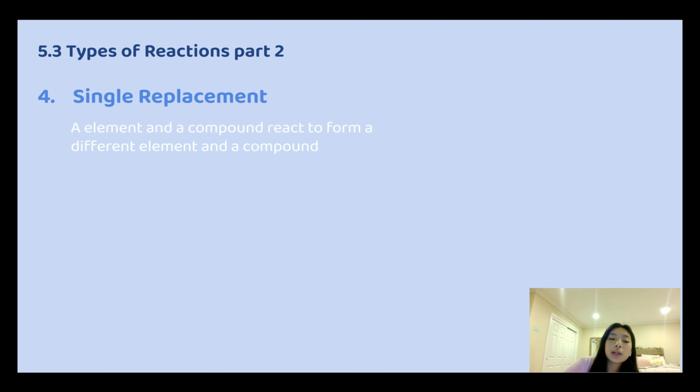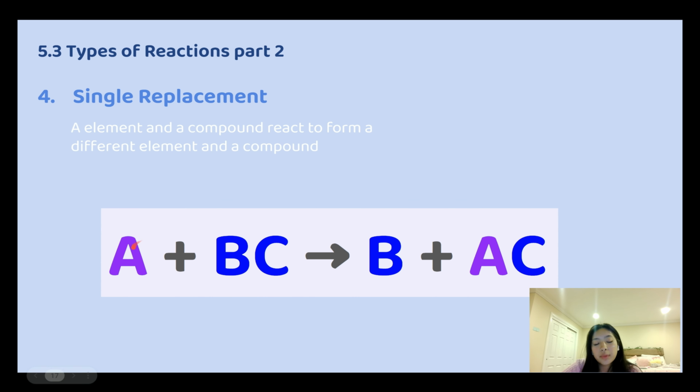Okay, so our next type of reaction is a single replacement reaction. You could also call this a single displacement reaction. An element and a compound will react to form a different element and a compound. So A plus BC will form B plus AC. Notice that because we're forming AC and A is first, according to nomenclature, A must be a metal, which means B is a metal, which means C is a nonmetal.